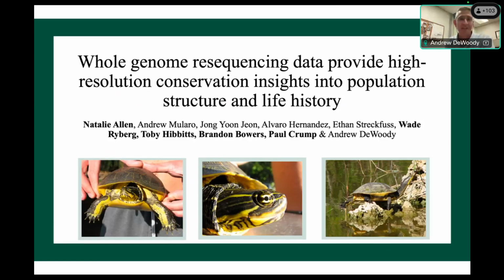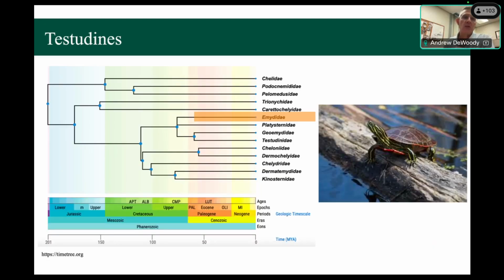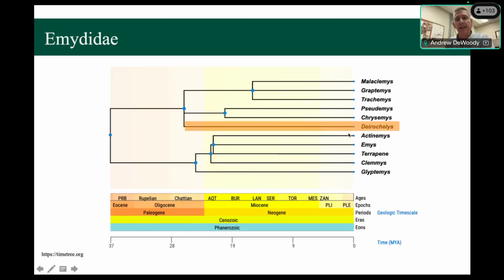This gets back to Natalie's chapter on whole genome sequencing, trying to provide insight into population structure and life history for conservation and management of these really fascinating organisms. And there's a big team of people that you can see that are working on these. So, chicken turtles are in the family Emydidae, which is somewhere in the neighborhood of 50 million years old. So this lineage has been around for a while, and this particular genus, Deirochelys, emerged somewhere around 25 million years ago, in the Cenozoic.